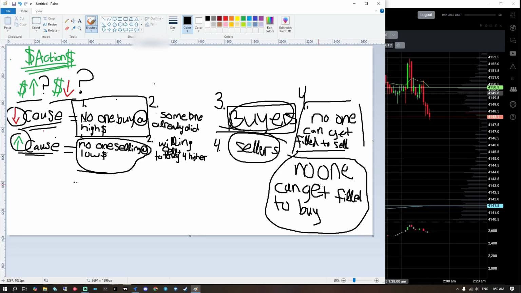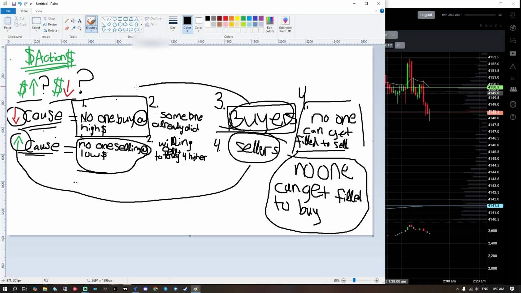So let's put this into a wrapped concept, right? Sellers cause the price to go up. Buyers cause the price to go down. And that's because when the price goes up, it's reflective of the fact that no one is getting filled on their buy orders, and that's because no one's willing to sell to them at these low prices. Price will only go down as far as people agree on a price.